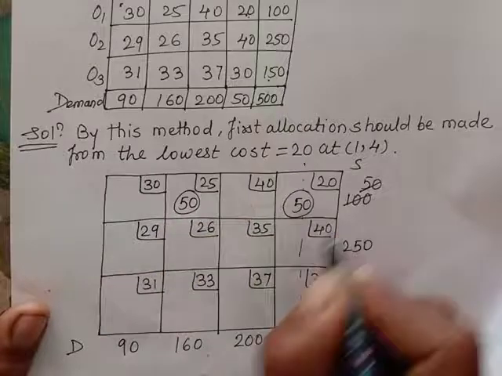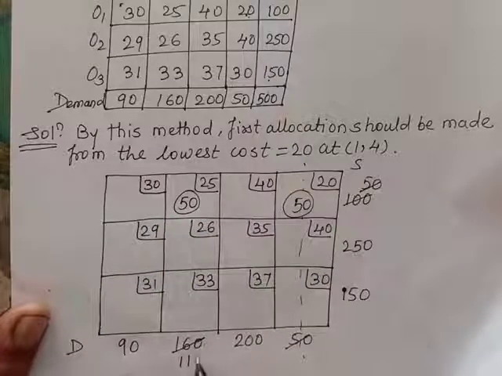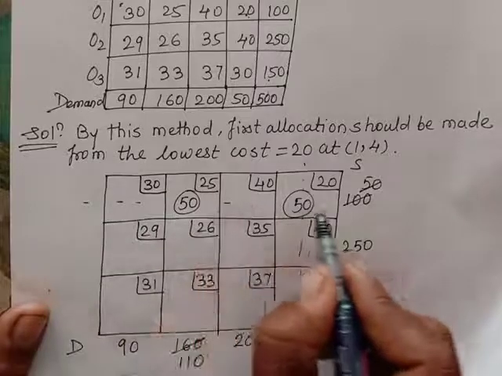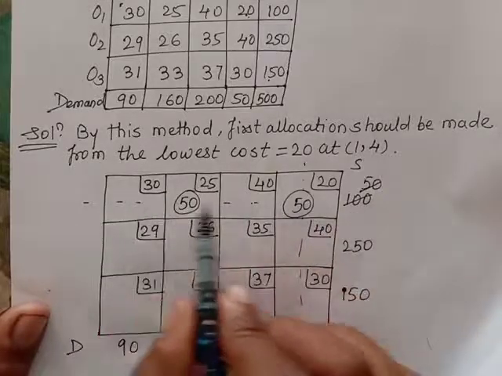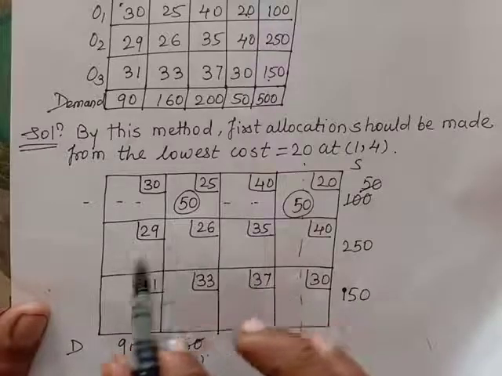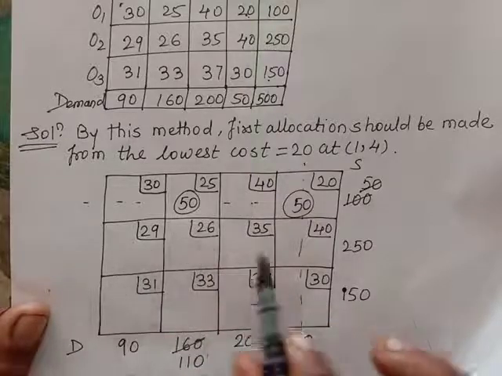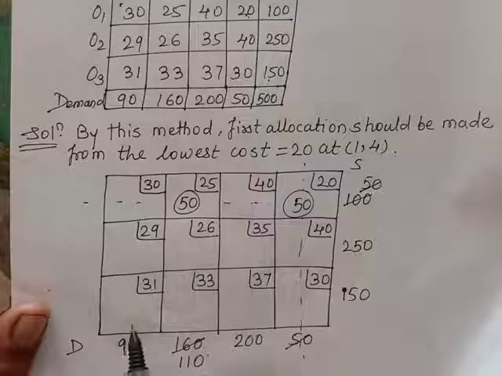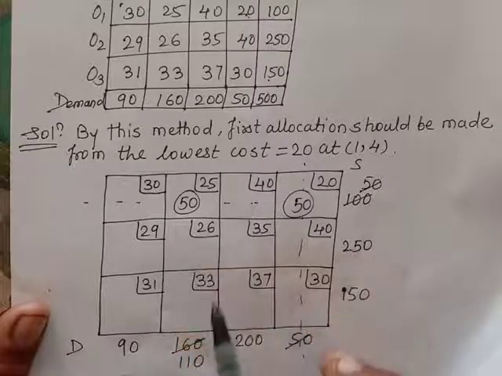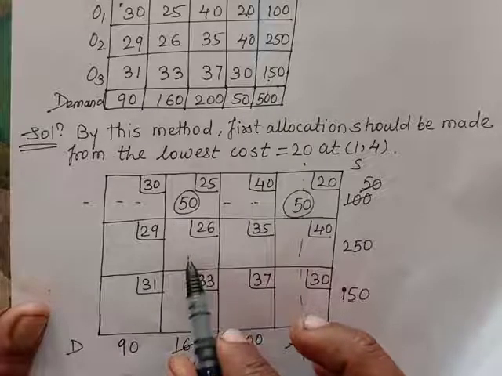So this 50 is satisfied. Now how much left here? 110. So due to that, this row gets satisfied. So now we won't consider these 2 cells, while we will consider only these 6 cells. Now out of these 6 cells, which has the minimum cost? The 26 is the minimum cost here. So now our next allocation should be at this position.